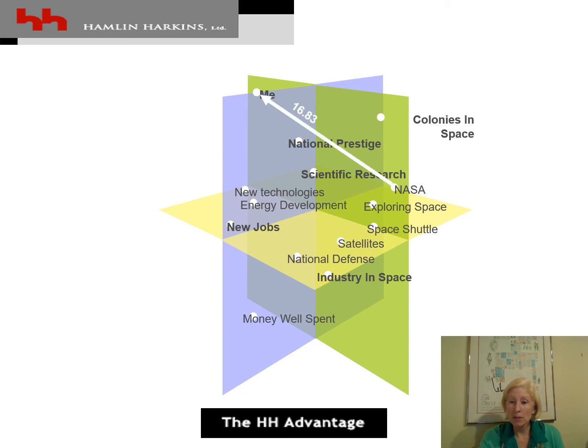So if you take a look at the distance between NASA and the voter as a place to start, you can see it's 16.83. They weren't really so interested in NASA as much as they were interested in the identity and the excitement around the space shuttle program, but that's a place to start. Its distance is not a good thing in this case.